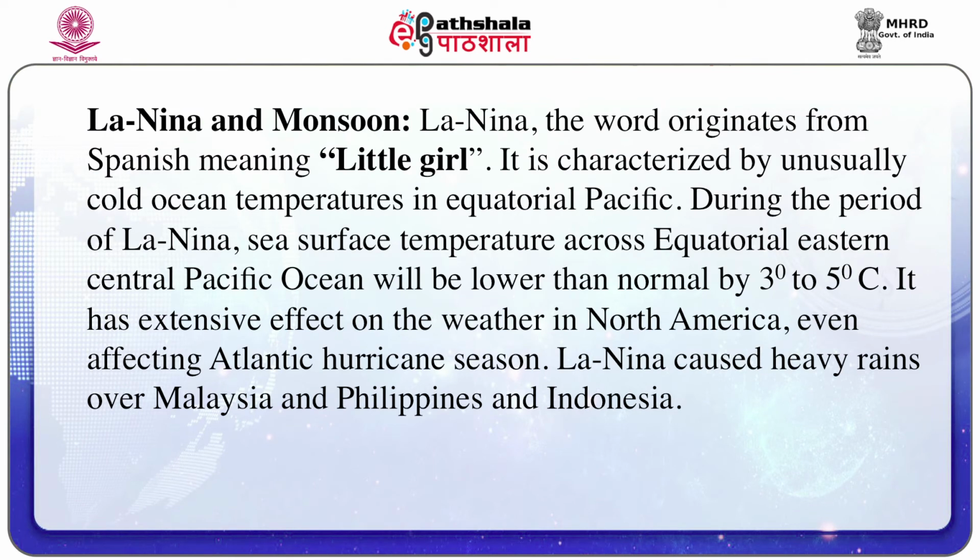La Nina and monsoon. La Nina, a word originating from Spanish meaning little girl, is characterized by unusually cold ocean temperature in the equatorial Pacific. During a period of La Nina, sea surface temperature across the equatorial eastern central Pacific Ocean will be lower than normal by 3 to 5 degrees Celsius. It has an extensive effect on the weather in North America, even affecting the Atlantic hurricane season. La Nina caused heavy rains over Malaysia, the Philippines and Indonesia.